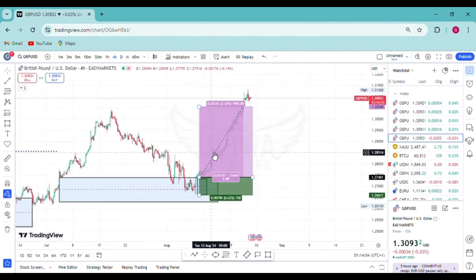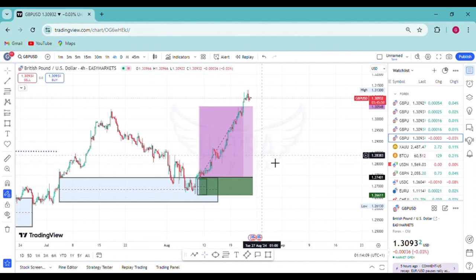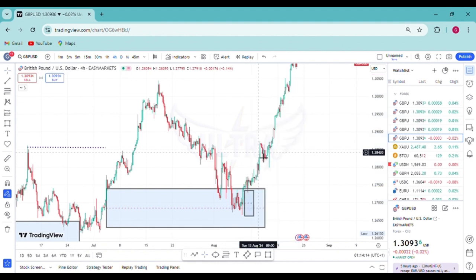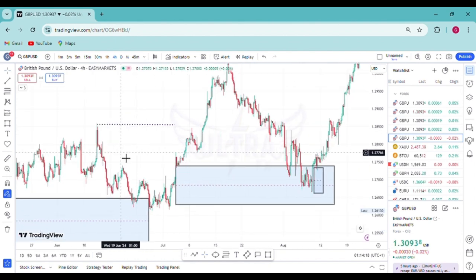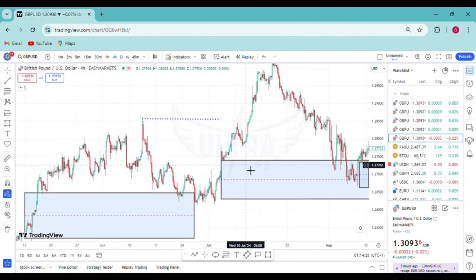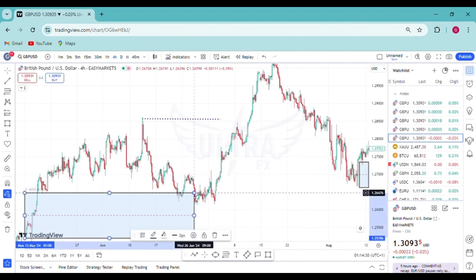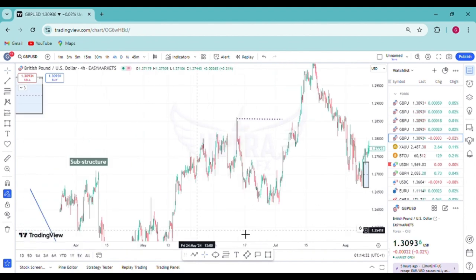So that is what we should understand about basic market structure and how the market respects its internal structure. So price is fractal, meaning that what goes on in the higher time frame also goes on in the lower time frame. It just happens in different forms. So let's do a recap.